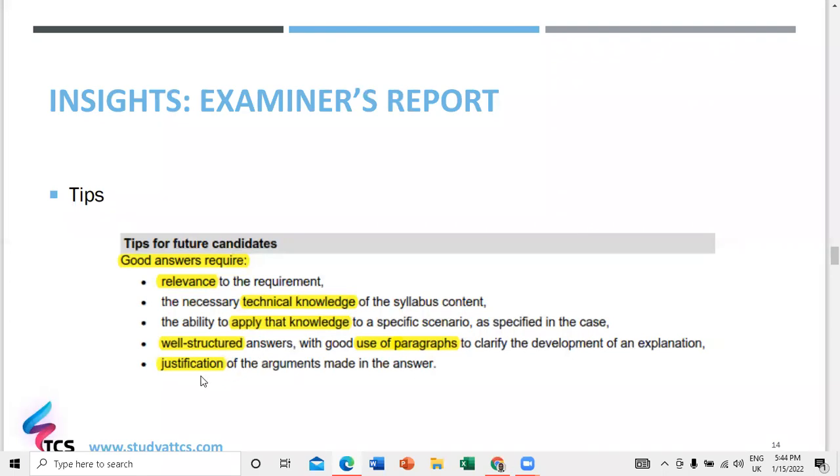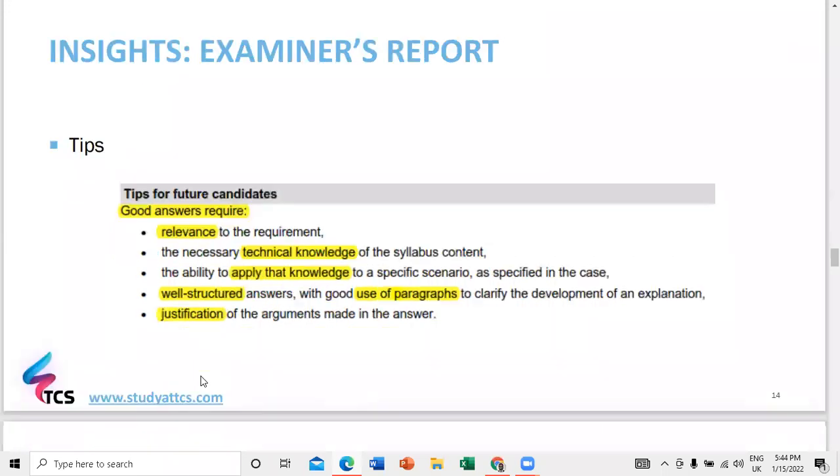And you have to justify the arguments which you are making. You can't just make vague arguments. You have to always back it up with facts. You need to always justify your answers.